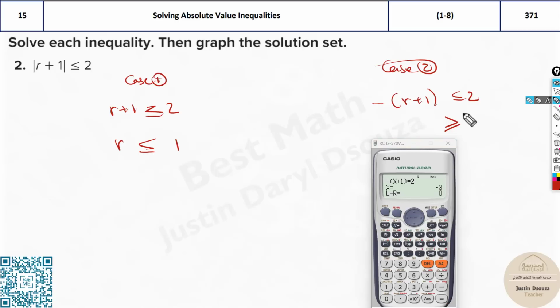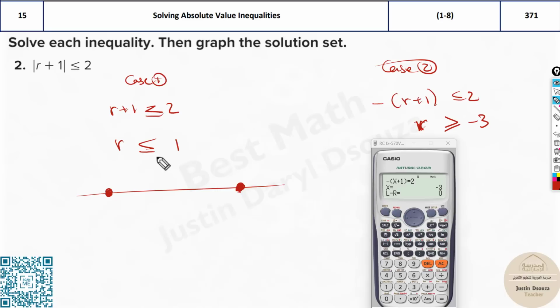The answer is negative 3. So r will be greater than or equal to, not less than or equal to, greater than or equal to minus 3. Now here, whenever you do the points, make sure they are points. It's not whole, it's points.